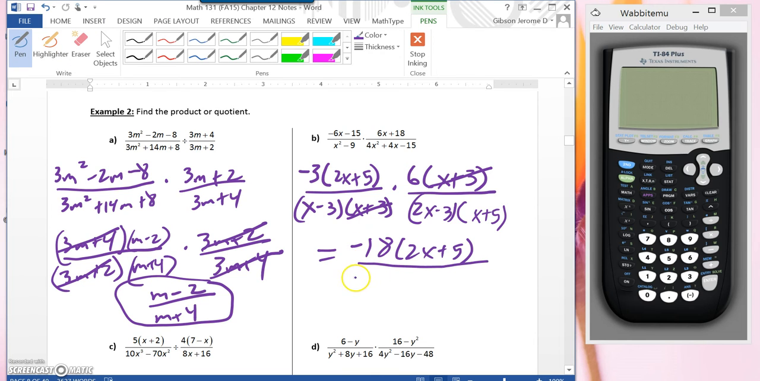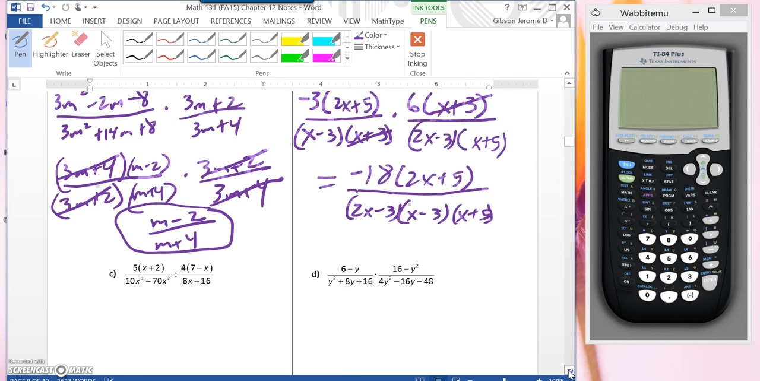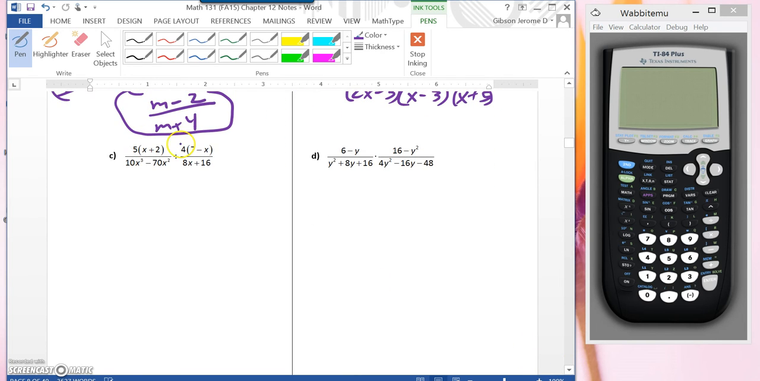This would be all over 2x minus 3, x minus 3, and x plus 5. That is the final answer here. Now we go down here to the next problem.